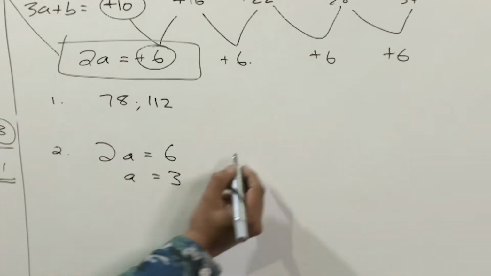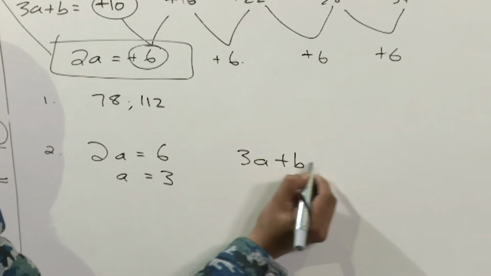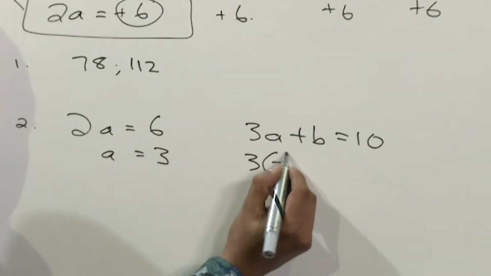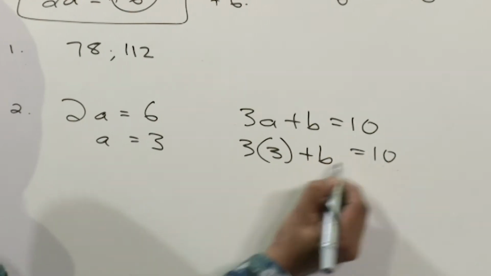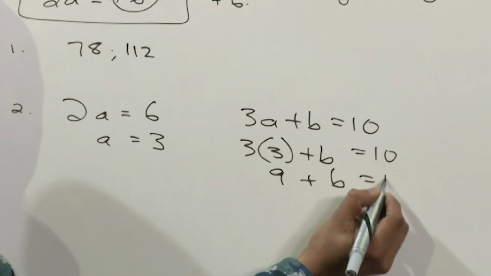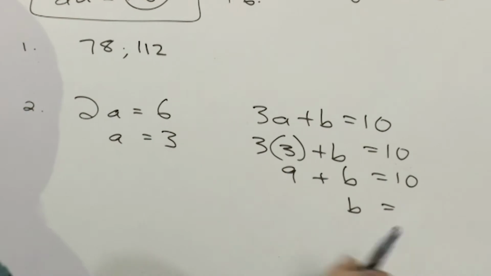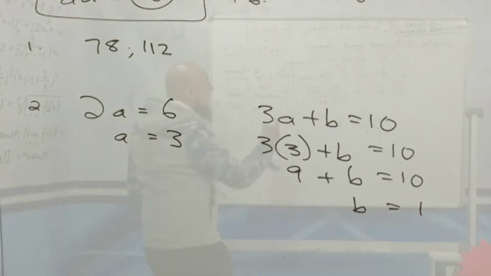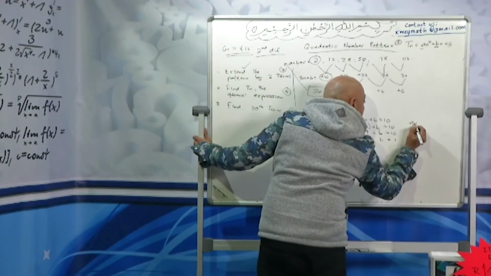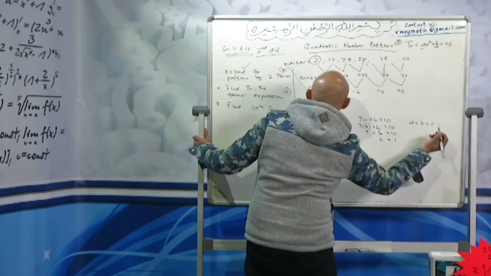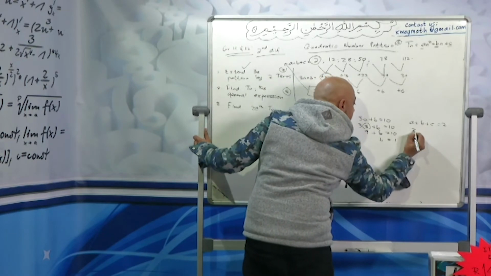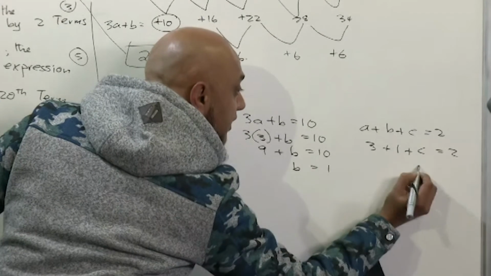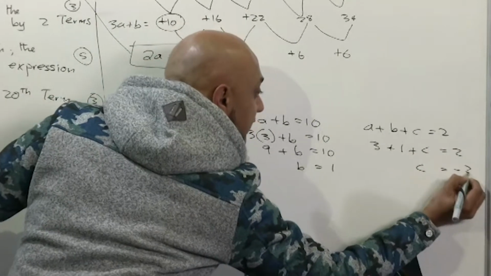Now we go to our second line. 3a plus b is equal to 10. We've got a, 3. So it's 3 times 3 plus b is equal to 10. 9 plus b is equal to 10. b is equal to 10 minus 9, which is 1. We now go on to our first line, which is a plus b plus c. We've got a plus b plus c is equal to 2. We've got a, 3, we've got b, 1. 4 plus c is equal to 2. c is equal to 2 minus 4, which is minus 2.